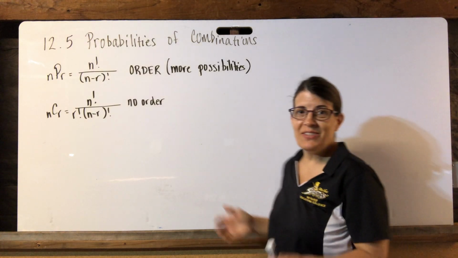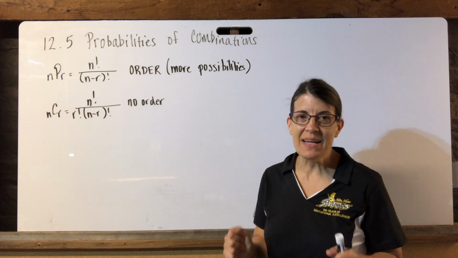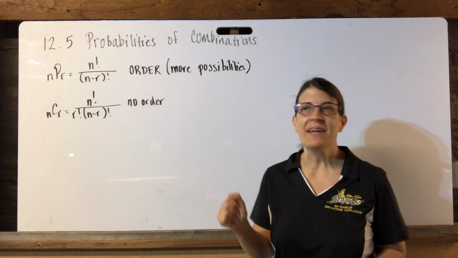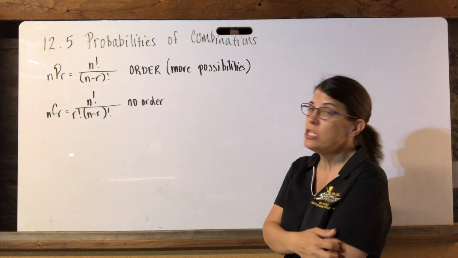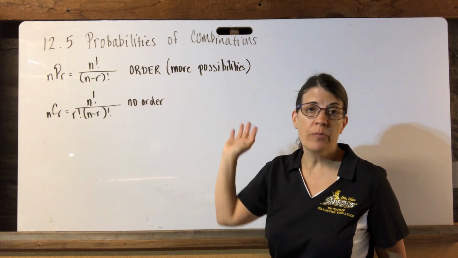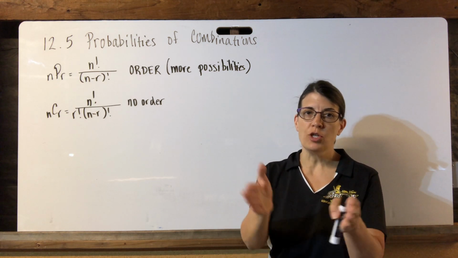Can you believe this is the last section of the year? But it's one of the best sections, so we're gonna go out with a bang. This is 12.5, probabilities of combinations. There are two formulas. I would push pause, write them down, and get your calculator and get your book.